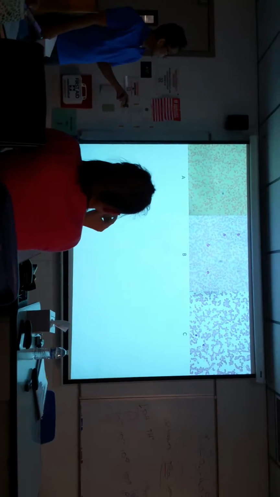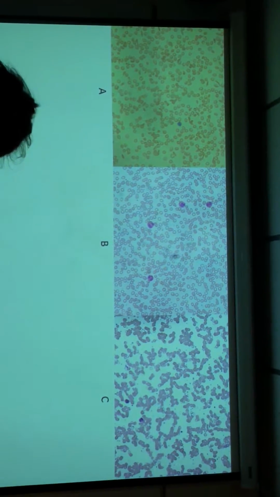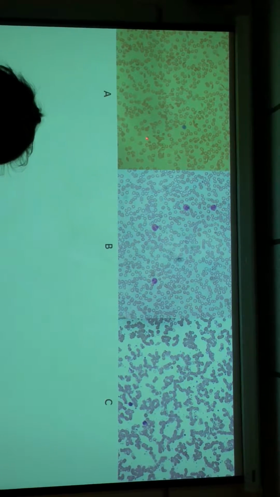I know it's kind of small, but I wanted to put them side by side. So this first one is a sickle cell anemia. Upon close examination, you'll see there are puckered or sickled red blood cells. This is eosinophilia, and this is our iron deficient anemia. I just wanted to put the three blood disorders on one slide for you.